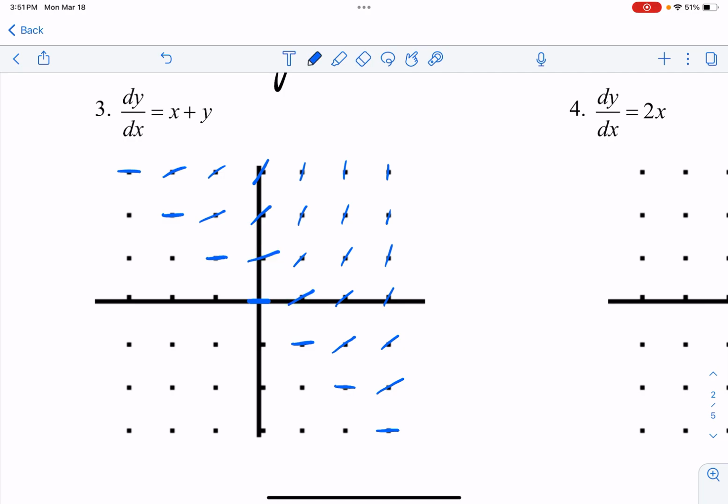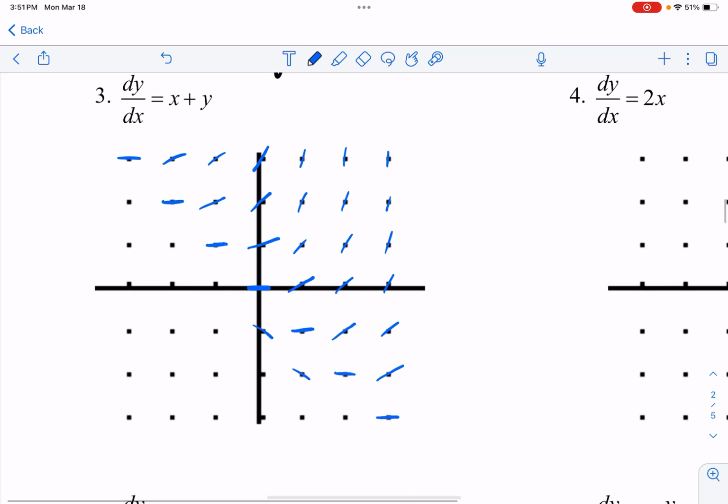Okay, and then it's slope of -1, -1, -1, -1, -1, and then more negative, and we continue that pattern on the diagonal until we get to the most negative.